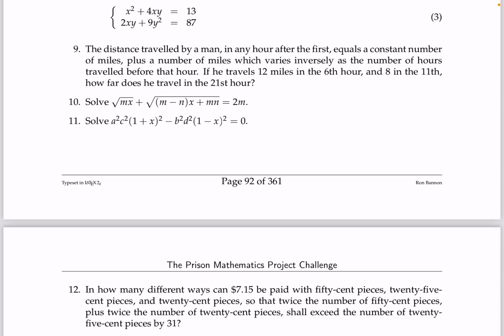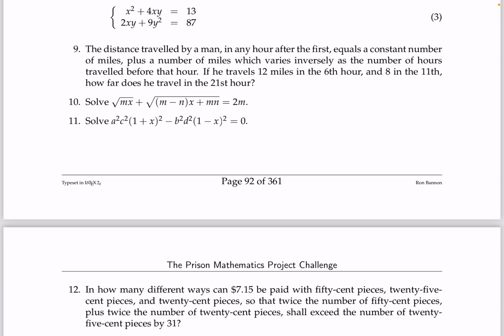Okay, for number 9, the distance traveled by a man in any hour after the first equals a constant number of miles plus a number of miles which varies inversely as the number of hours traveled before that hour. If he travels 12 miles in the 6th hour and 8 in the 11th, how far does he travel in the 21st hour? All right, so I'm going to go to the whiteboard.